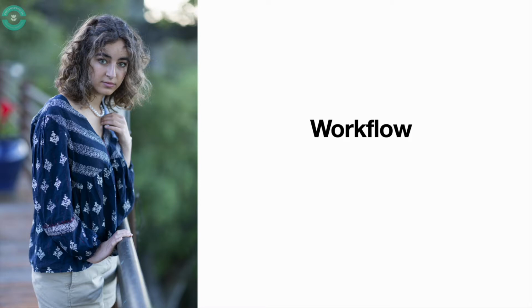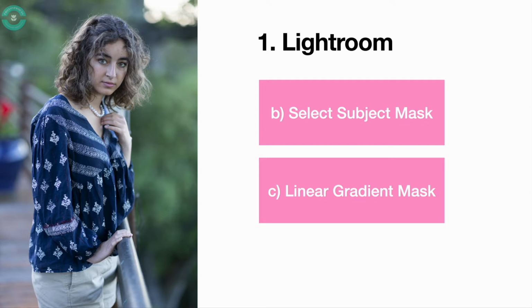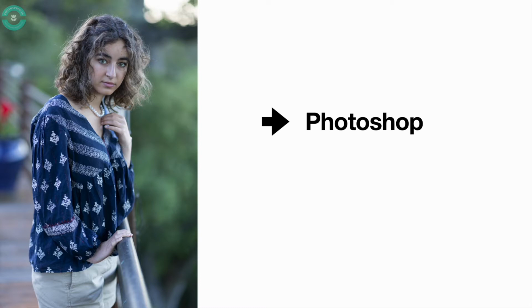So first of all, I will do some basic editings in Lightroom, such as cropping the picture, adjusting the exposure, increase the contrast, drop the highlights, increase the shadow, and I will also edit individual colors in the HSL panel. Also in Lightroom, I will use a select subject mask just to edit the exposure on the subject. I will also add 2 linear gradient masks to enhance her hair light. And then I'll export the image to Photoshop.